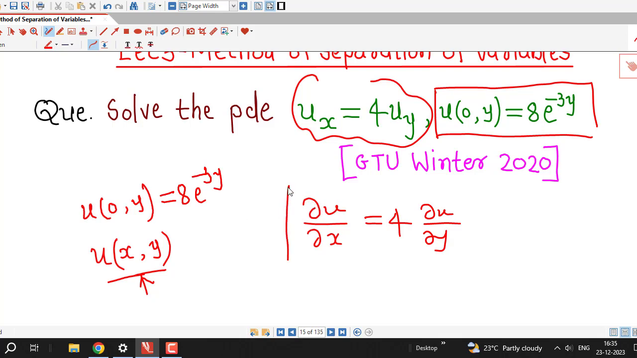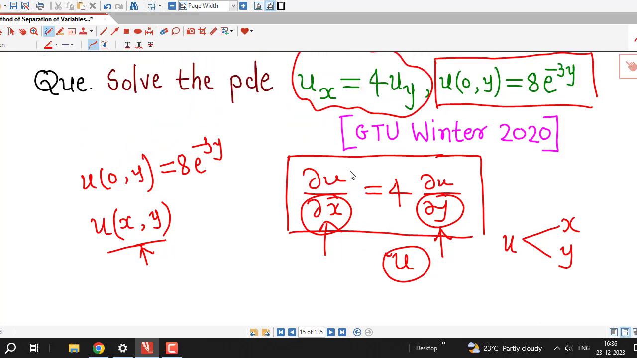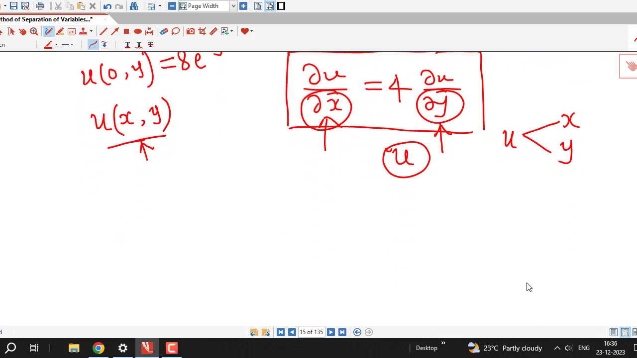Now we are familiar with this method of separation of variables. First we have to decide the dependent variable and independent variables from the given equation. Here derivatives of function u are given, with respect to variables x and y, so u is the dependent variable, a function of two independent variables x and y. Once we decide these, we start with the assumption that the given partial differential equation has a product solution in this form.